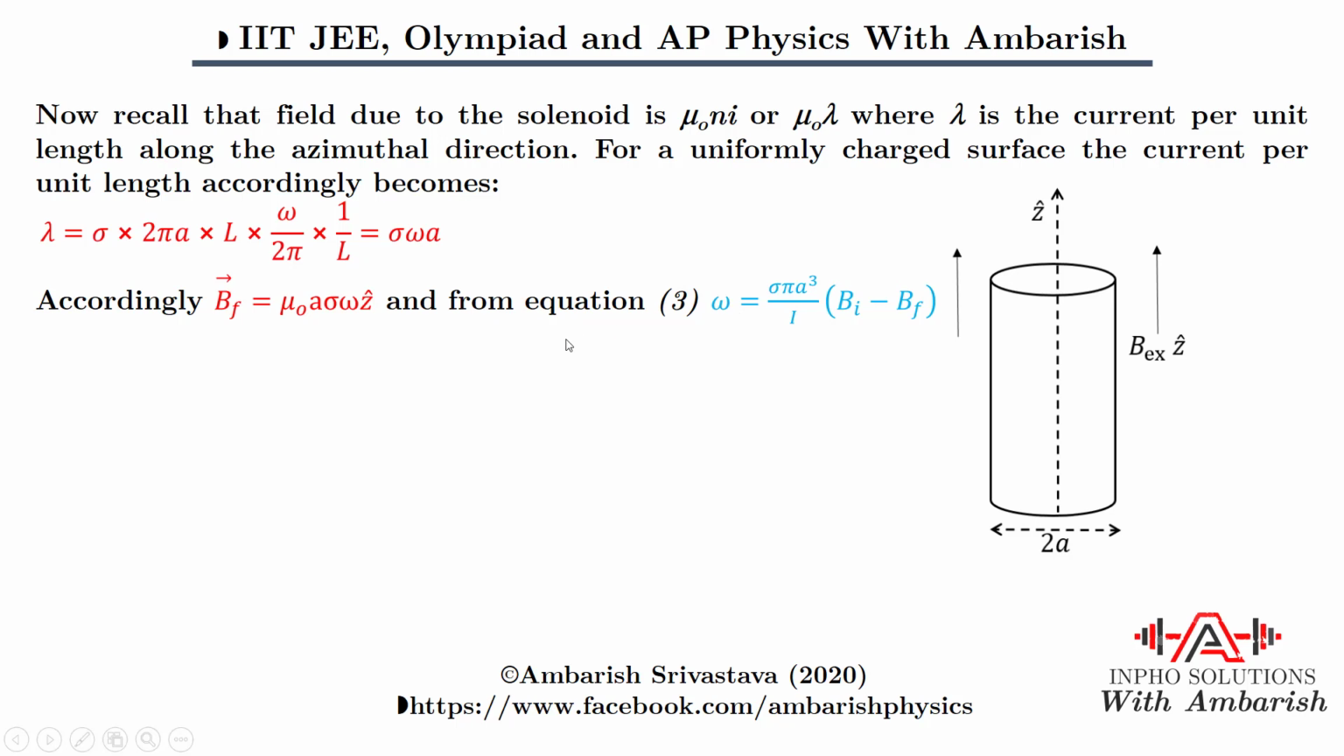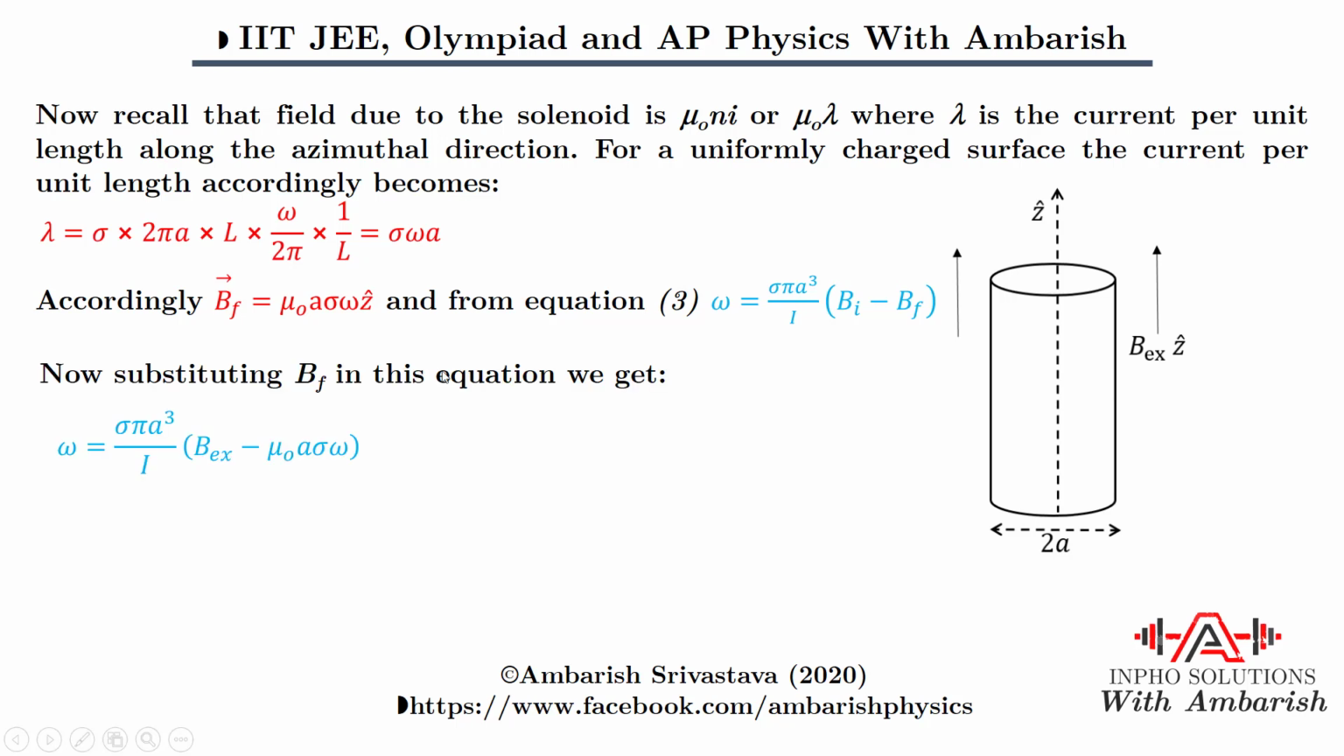And from the previous slide we had seen that omega was sigma pi a cube by I, B initial minus B final, and we had to substitute B final to solve for final omega, and B initial is the same as B external, or as we are calling it B x, okay? So we substitute B final in this equation and this is what we get.